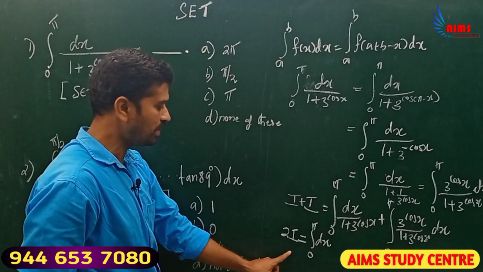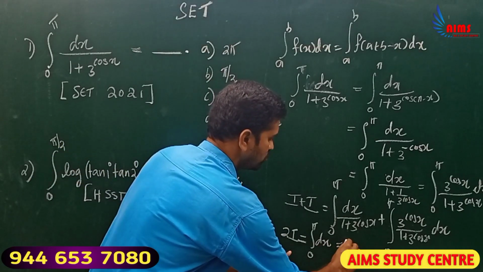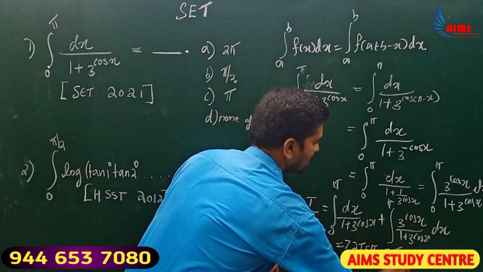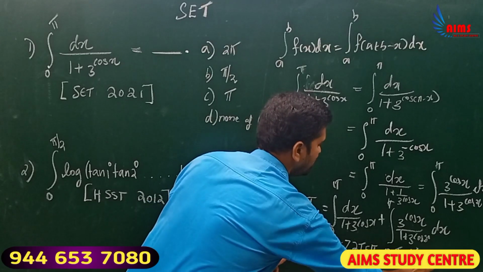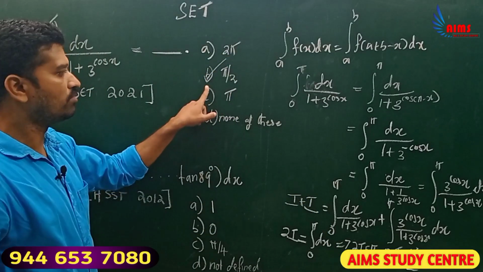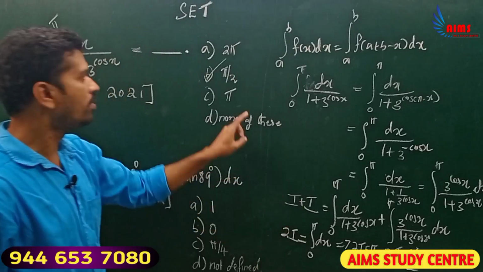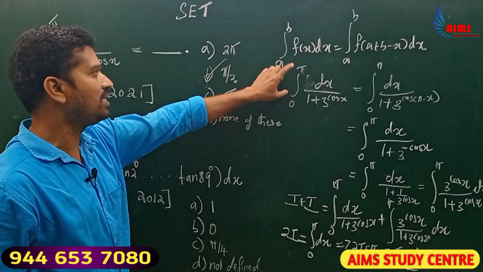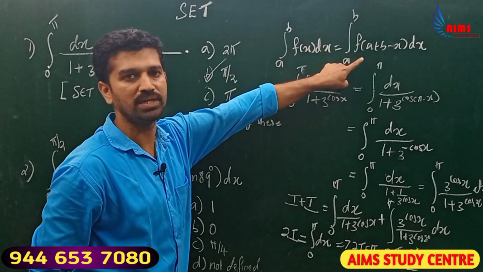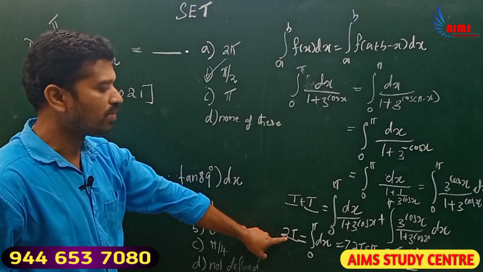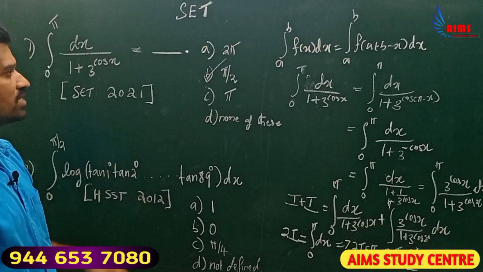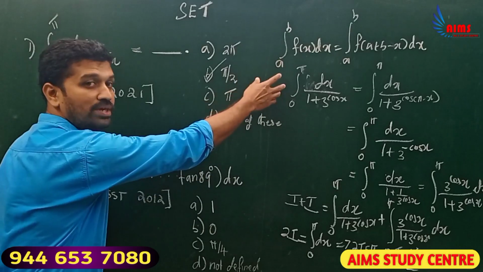And what is integral 0 to pi dx? It is pi. So you will get 2I is equal to pi, and you will get the answer I equal to pi by 2, which is option B. So you have solved this whole thing by using the simple identity integral a to b f of x dx is equal to integral a to b f of a plus b minus x dx, and your answer is pi by 2, which is option B. So that's about the first question when you know the property of integration.